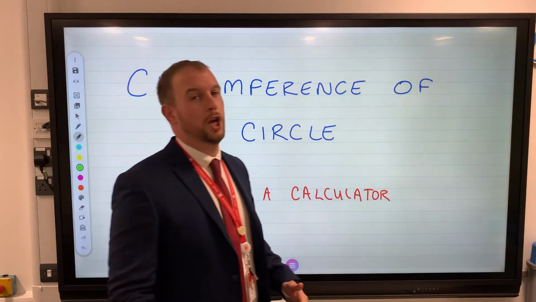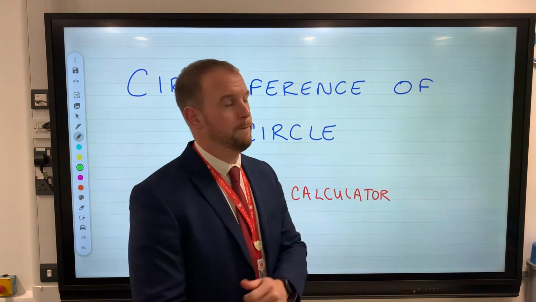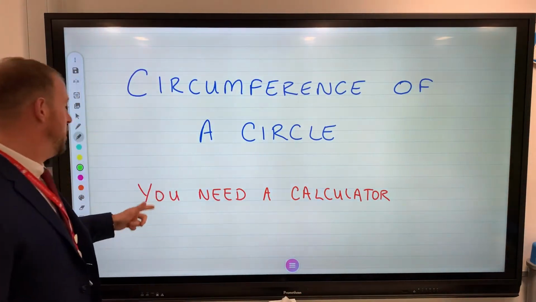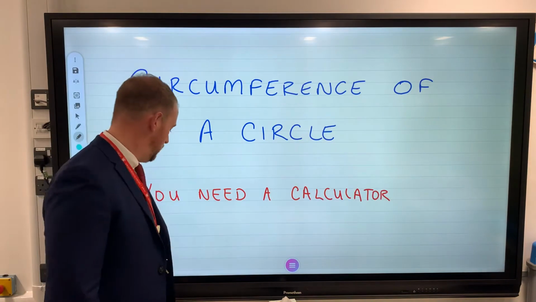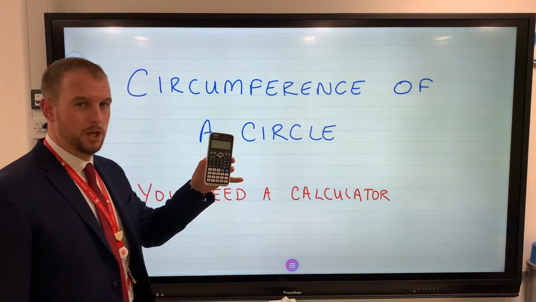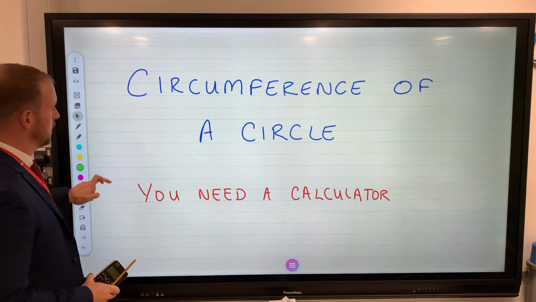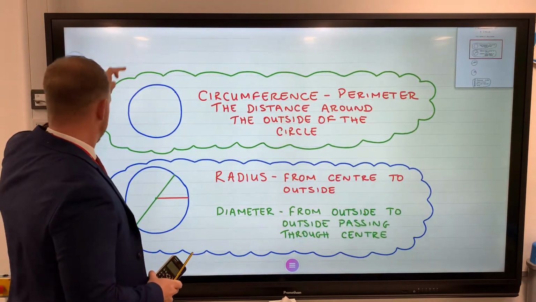So today then we are looking at calculating the circumference of a circle. And as I put here then, you need a calculator. You need a scientific calculator to calculate the circumference of a circle. So some facts for you.